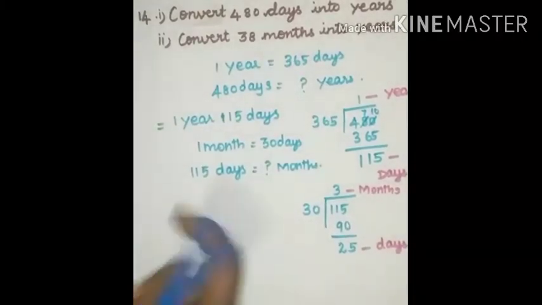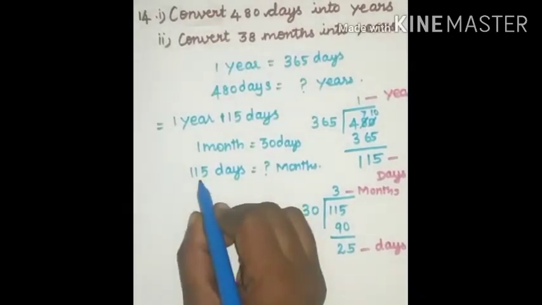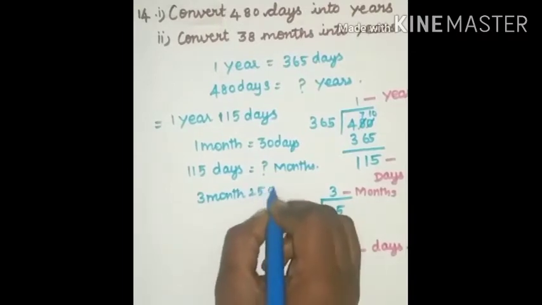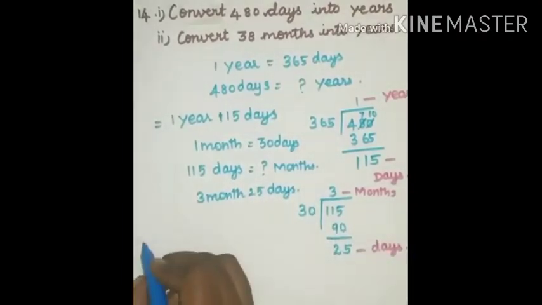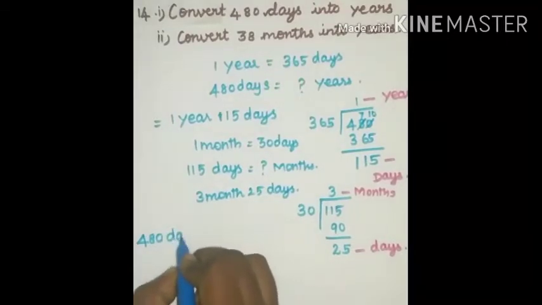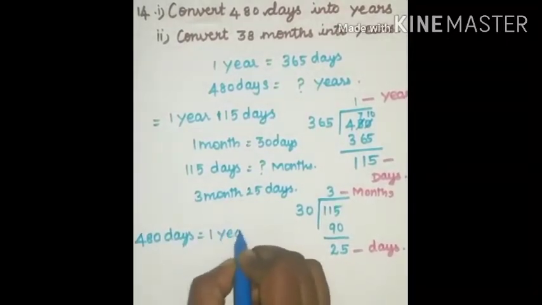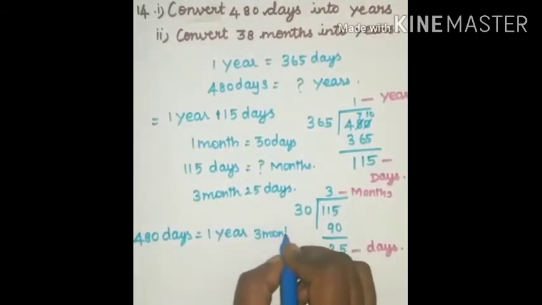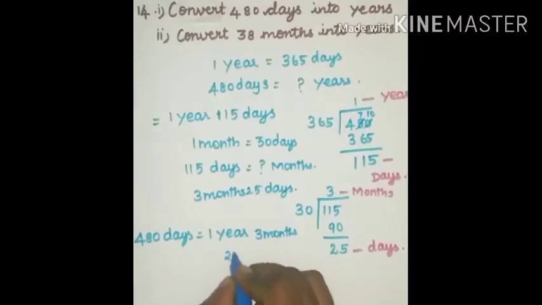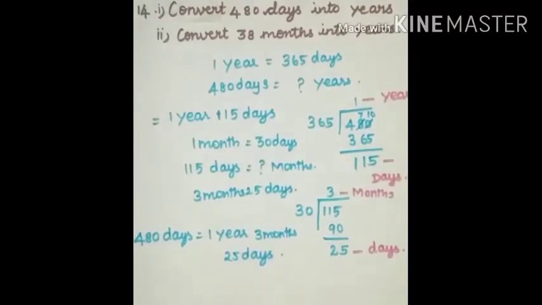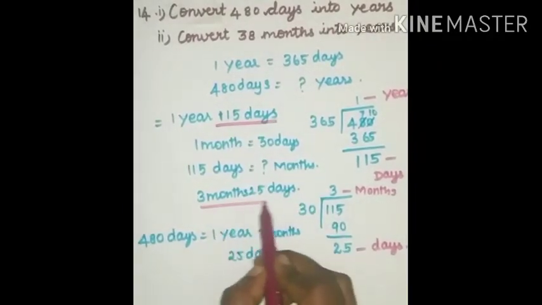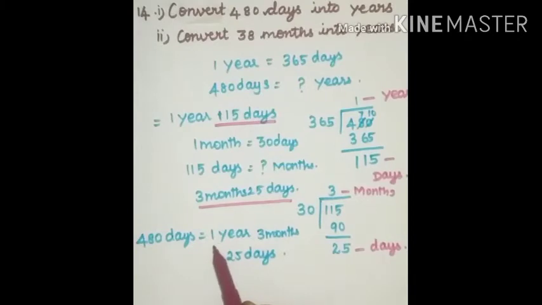So totally, 115 days is 3 months 25 days. So totally 480 days equals 1 year, and 115 days is 3 months 25 days. Students, is it clear? 115 days is what? 3 months 25 days. So we have to write it as 1 year 3 months 25 days.